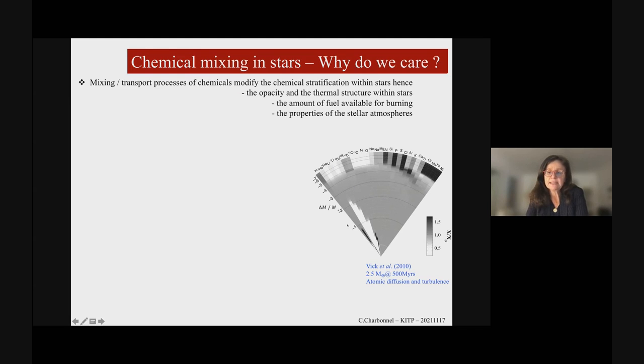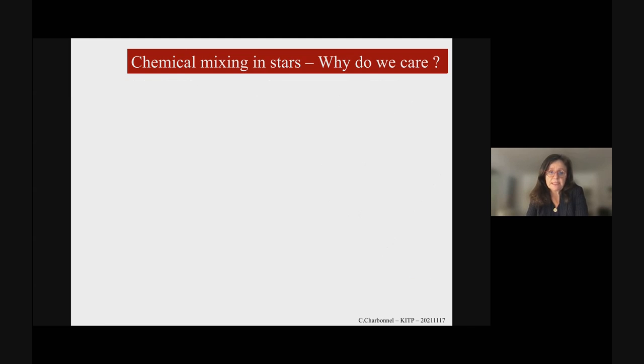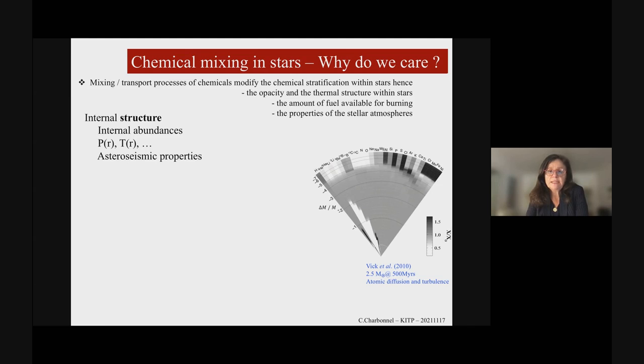And here you have a nice graphic that shows the abundances within the star, with the center here and the surface here, for a 2.5 solar mass star, where atomic diffusion and turbulence are included. In a classical model, you wouldn't see any variation in the outside of the star. You would only see variations due to nuclear burning. And here you see that the abundances have changed at the surface, within the external part of the star, due to these processes.